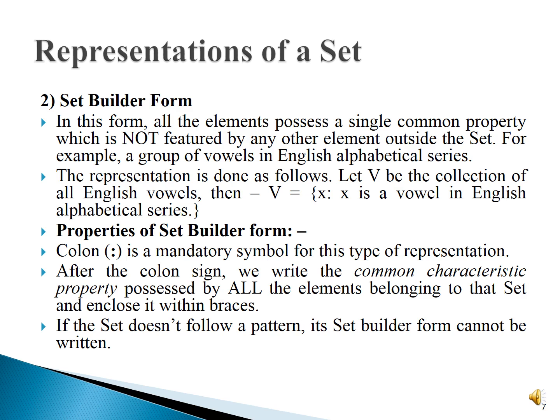Properties of set builder form. Colon is a mandatory symbol for this type of representation. Here we can see the colon. This colon is compulsory to write. Then after the colon sign, we write the common characteristic property possessed by all the elements belonging to that set and enclose it within braces. So this is the common property which is shared by the elements, and then we close the bracket.